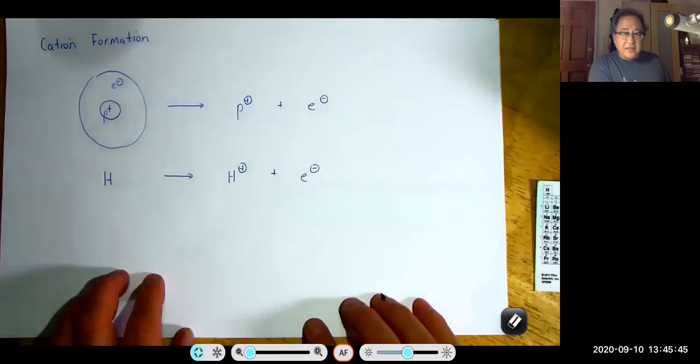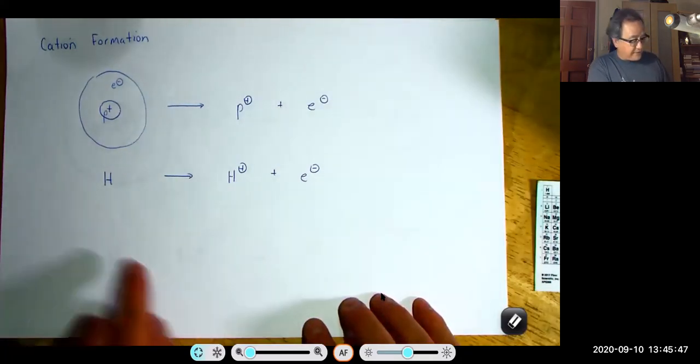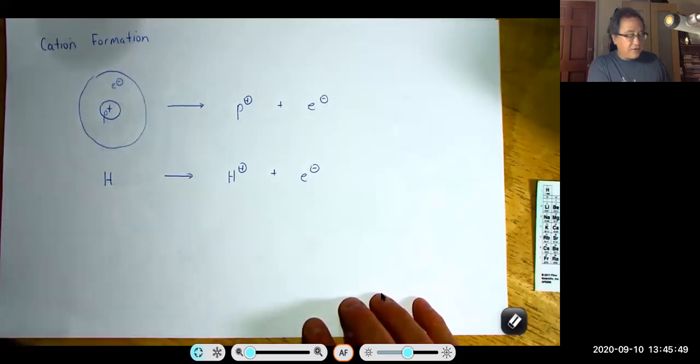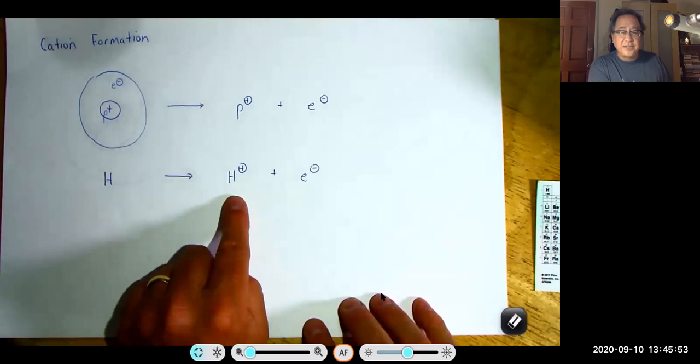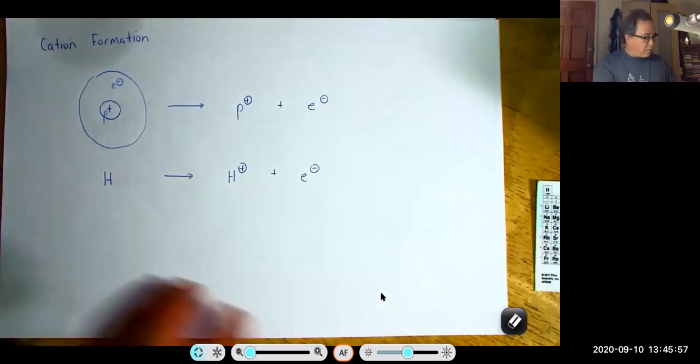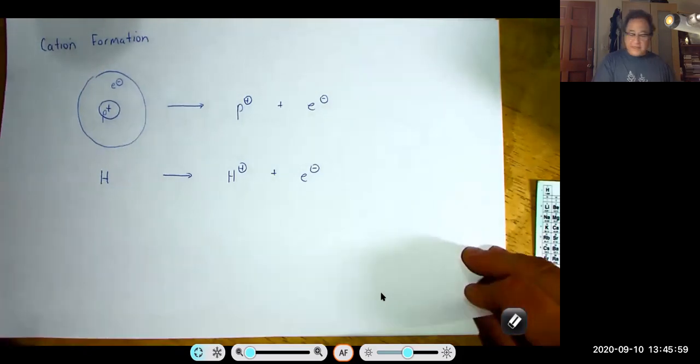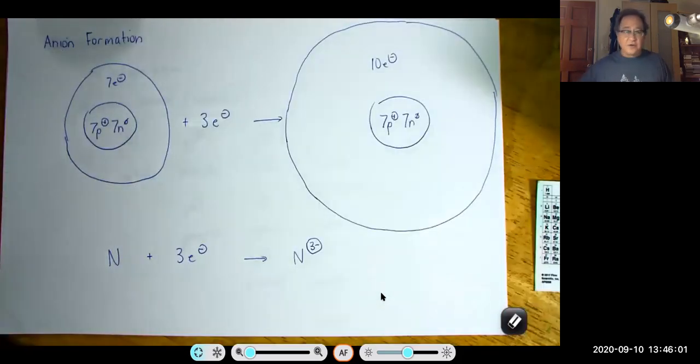And symbolically, how do we write it? We write it this way. So here, the neutral hydrogen atom has become a charged hydrogen ion plus an electron which has flown away. Well, where has that electron gone? Well, maybe it's gone to another atom.